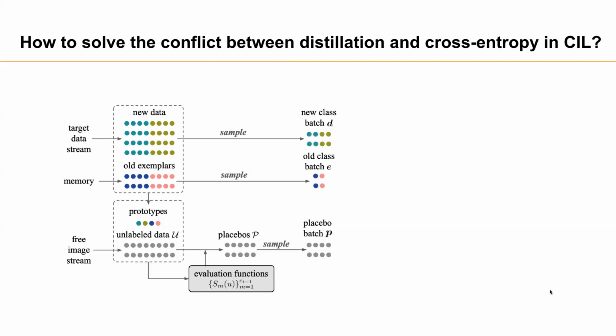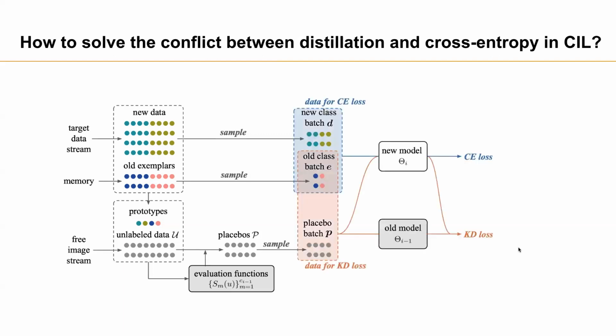Next, we can sample the new class batch and old class batch from the target data stream and memory, respectively. Then we use the new class batch and old class batch to compute the cross-entropy loss. And we use the old class batch and the placebo batch to compute the distillation loss, that is KD loss in this figure. So this is our method, and in the following, I'm going to show some visualization results and also our performance.